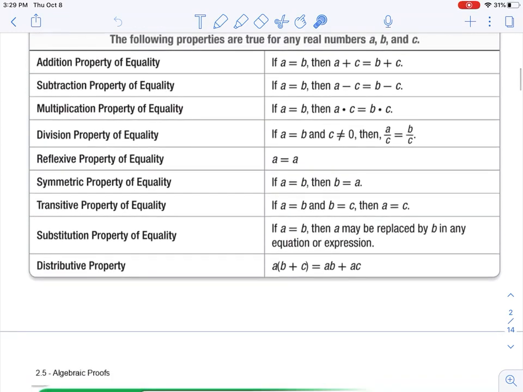And then substitution property of equality is when you can replace a variable for another variable because they are equal. We also use substitution property for other things as well. You'll see in just a minute. Then we also have distributive property where we distribute a number or a letter through to the other ones.